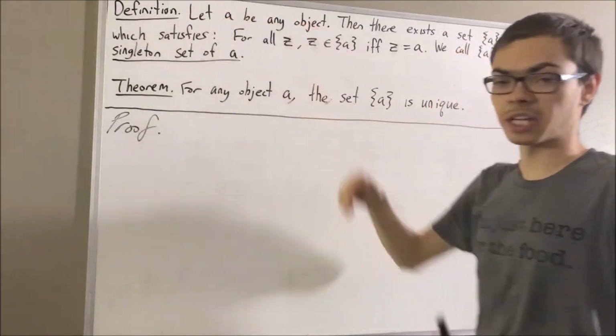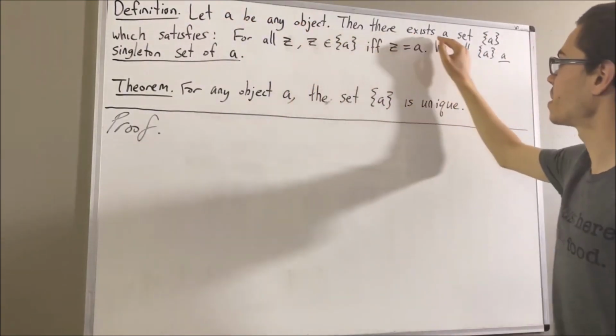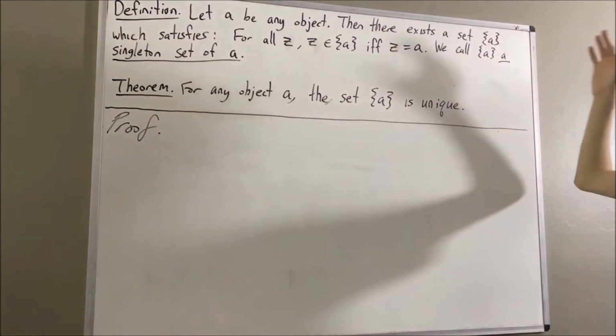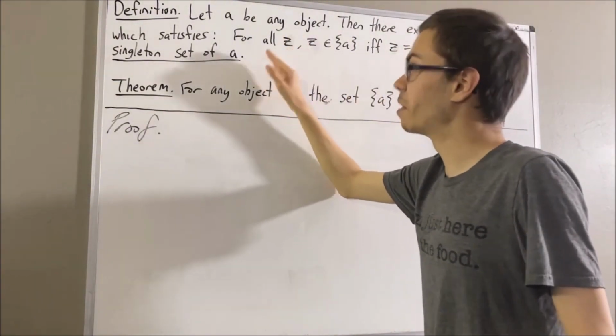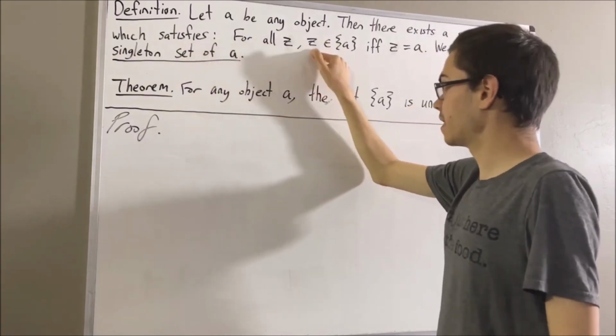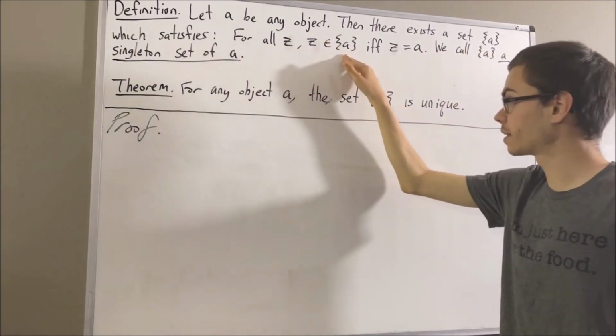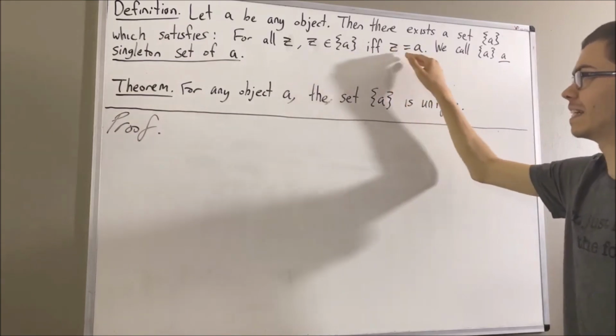Let A be any object. Then there exists a set, which we call a singleton set of A, which satisfies the following statement. For all objects Z, Z is an element of our singleton set if and only if Z is equal to A.